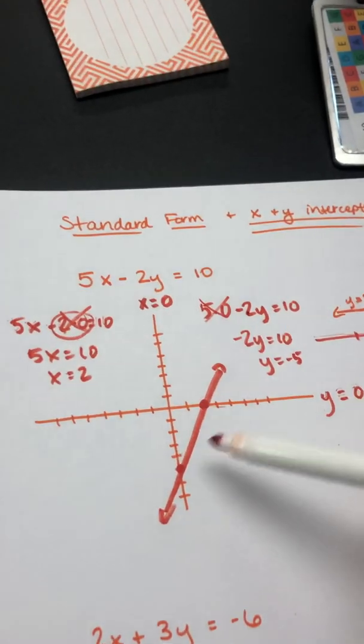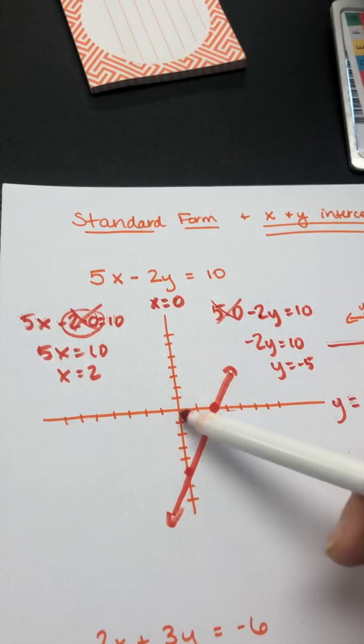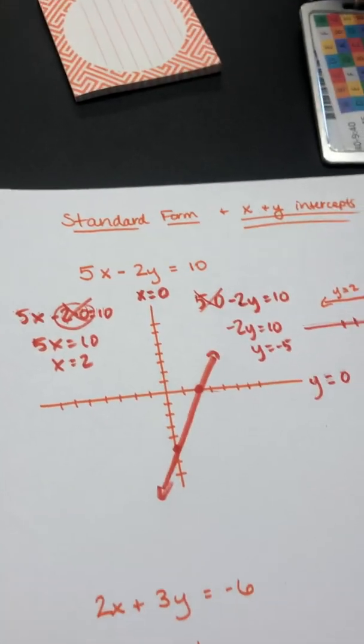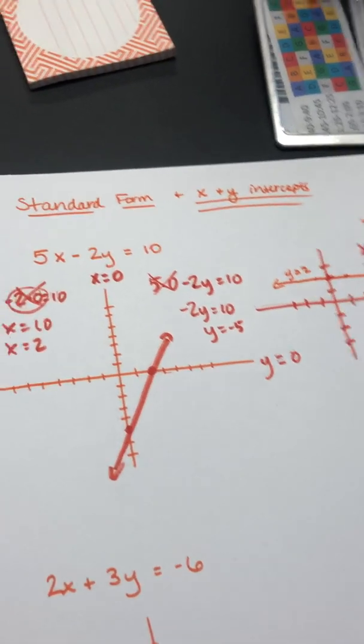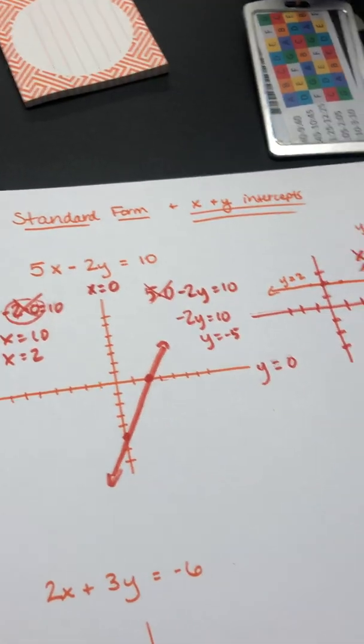And from there, you could find your slope if you wanted by counting, going up and over, but there's lots of methods. Finding your x and y-intercept is a pretty important tool when you're dealing with lines. I hope this helps.